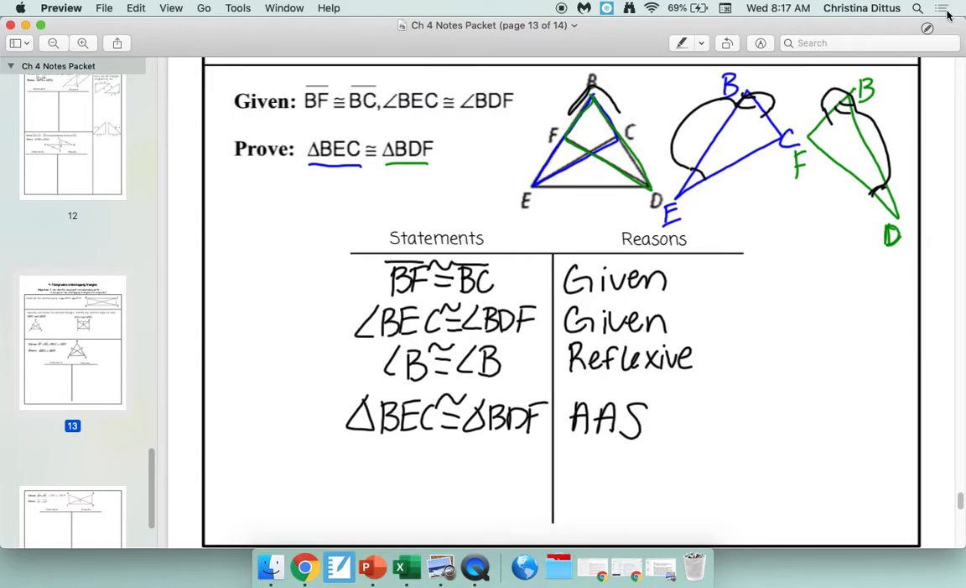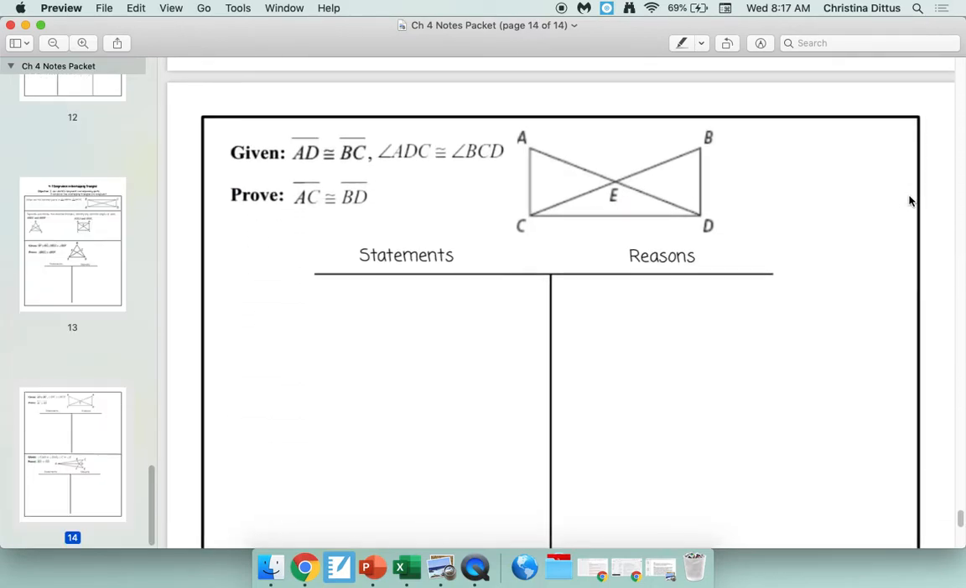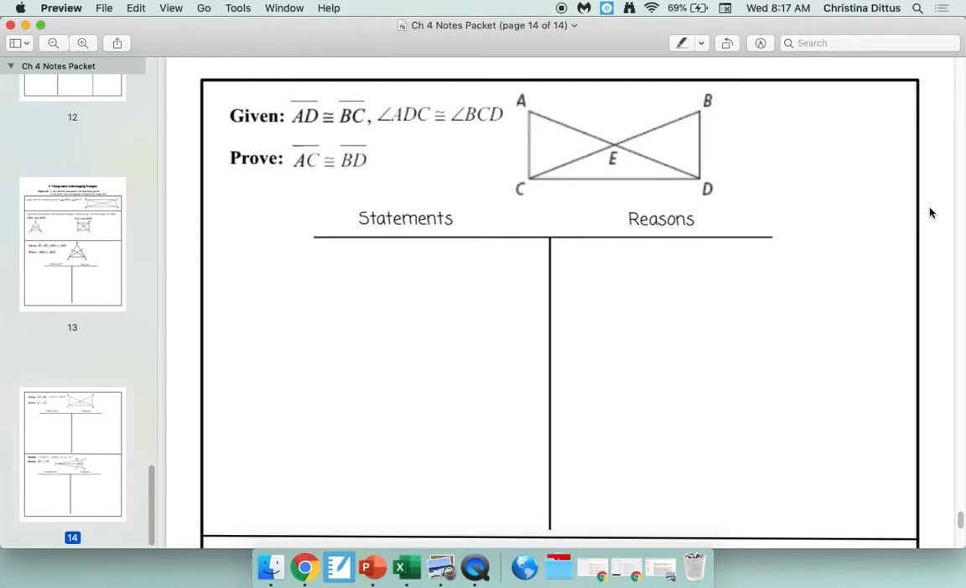Alright, let's flip to the back. You'll notice this time, I'm not trying to prove triangles are congruent, I'm trying to prove what? My sides. I'm looking at AC and BD. Those are the sides I want to be congruent. In order for sides to be congruent, what do I first have to prove? Think back to Monday. Yeah, I'm going to use CPCTC, which means I have to first prove that my triangles are congruent.